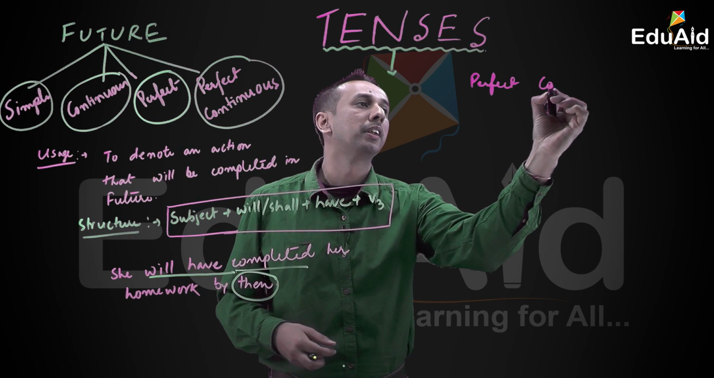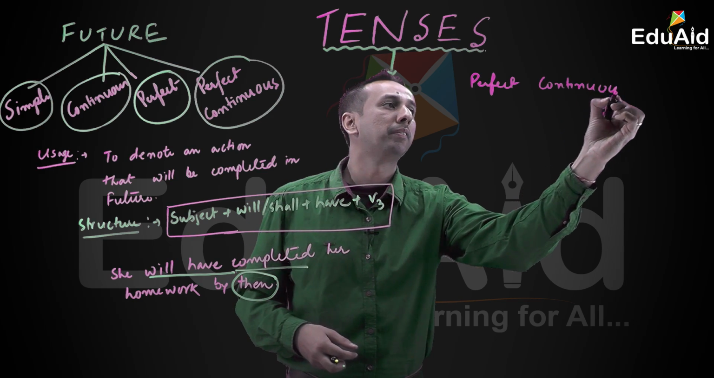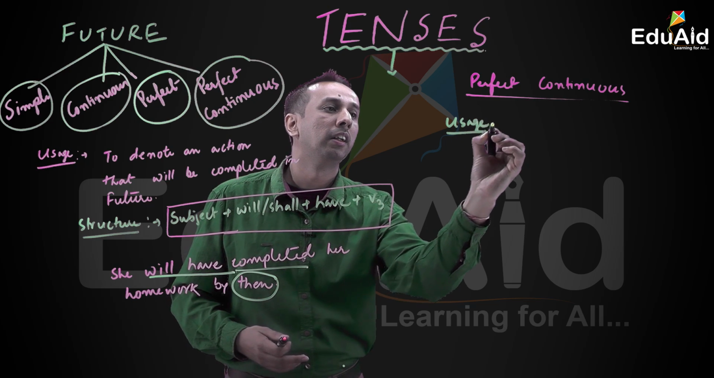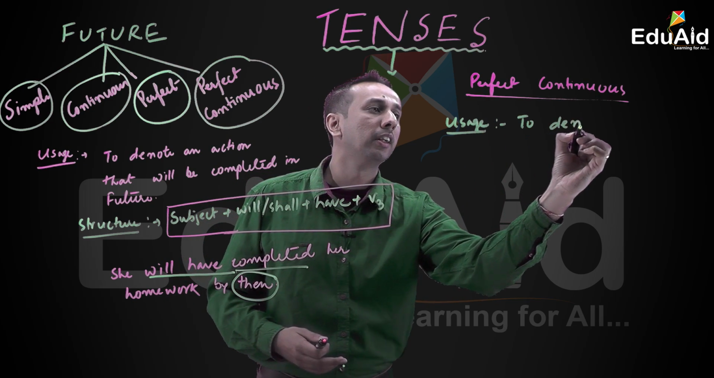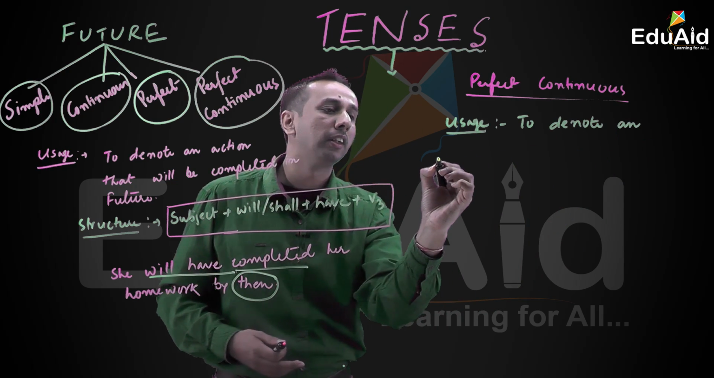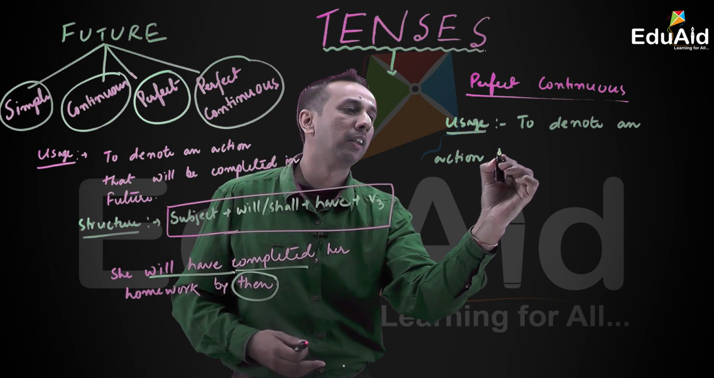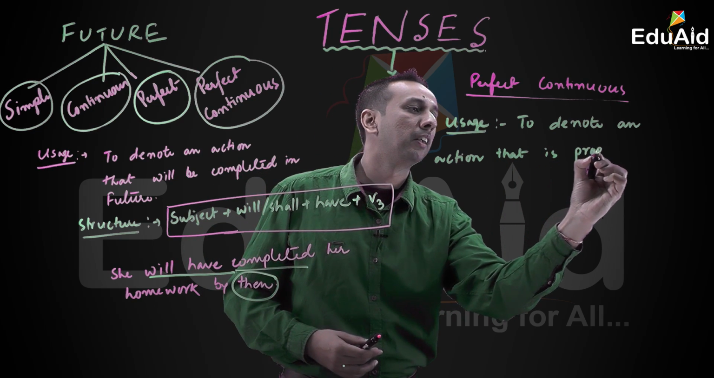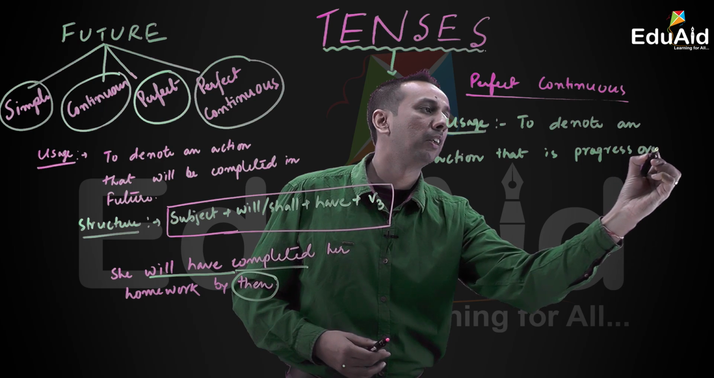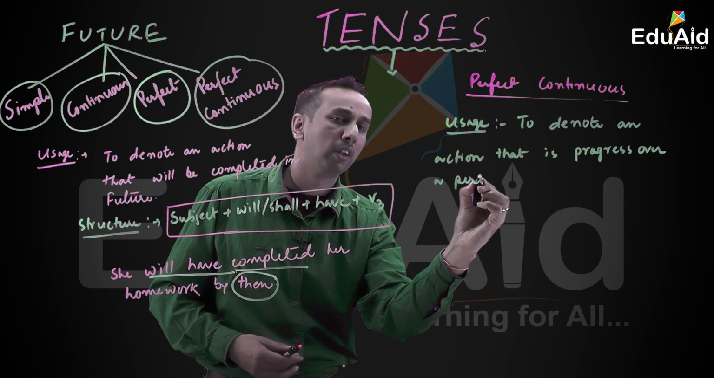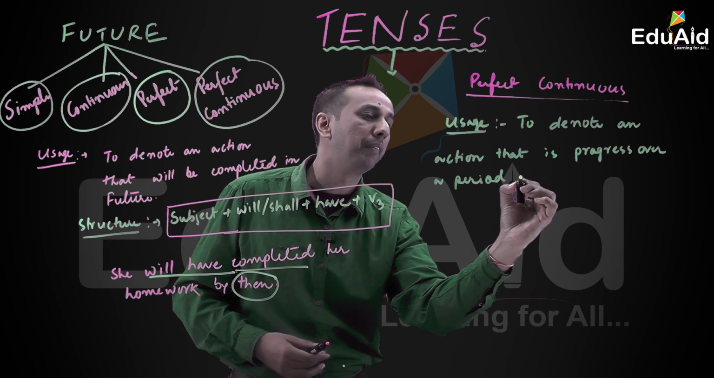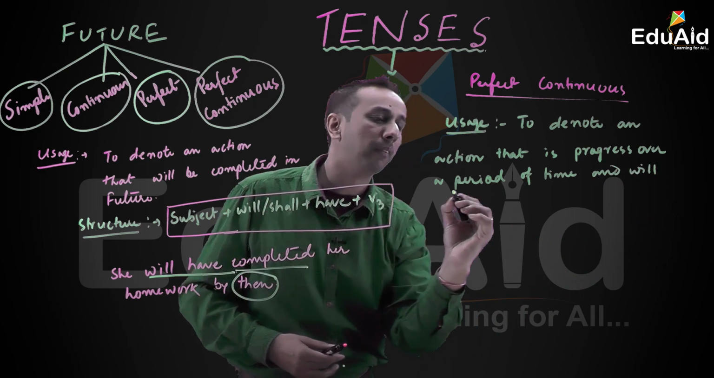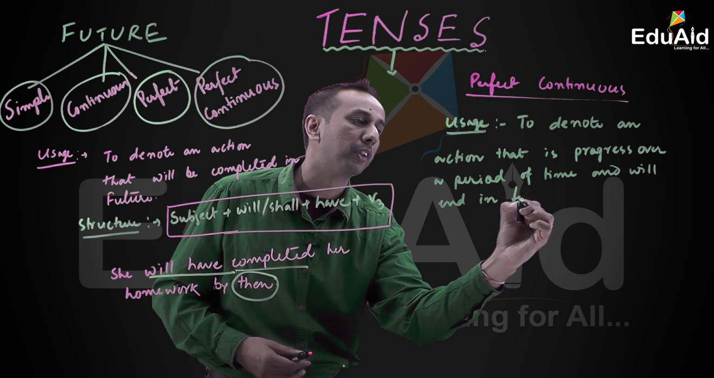Future perfect continuous tense. The use of future perfect continuous tense is to denote an action that is in progress over a period of time. The work has been going on for some time, over a period of time, and will end in future.